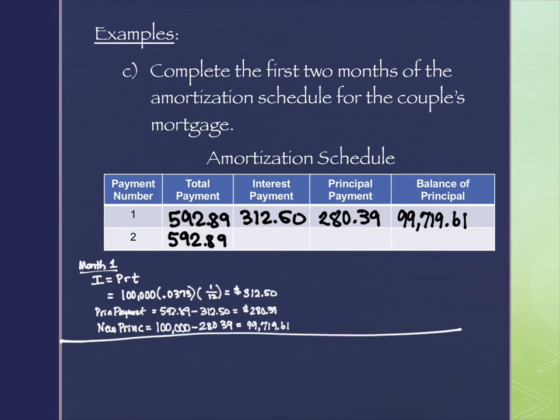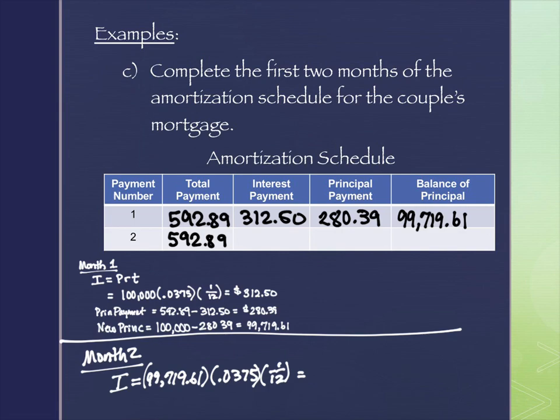Okay, so for month 2, we're going to do the same thing. Our interest is the new principal, though. That's the $99,719.61. But the interest rate and the time are the same, right? Because it's a fixed rate mortgage. So I have 0.0375 for my interest rate and 1/12 for my time.